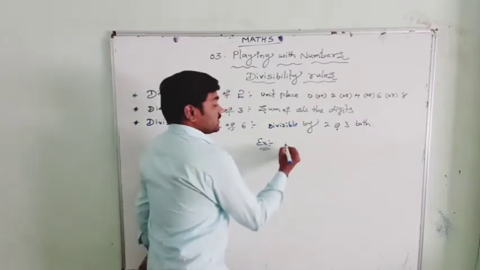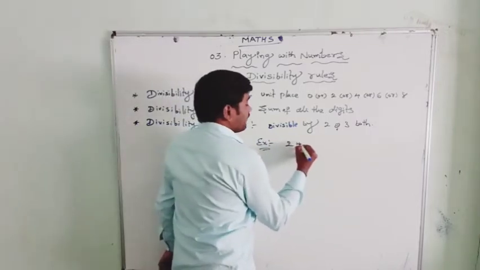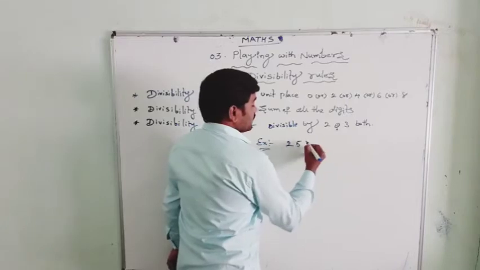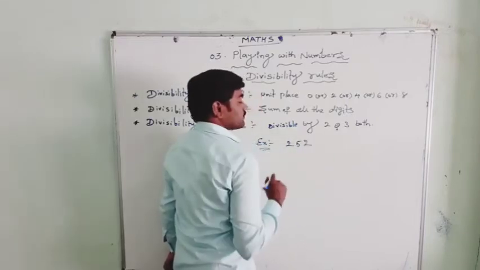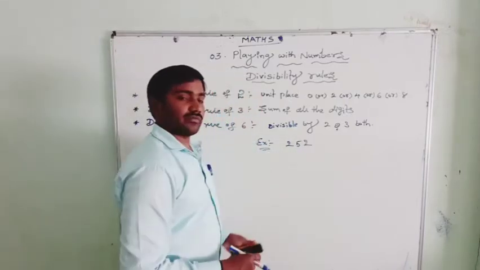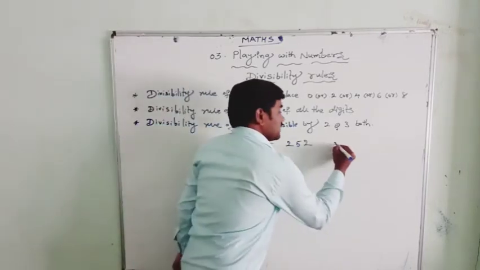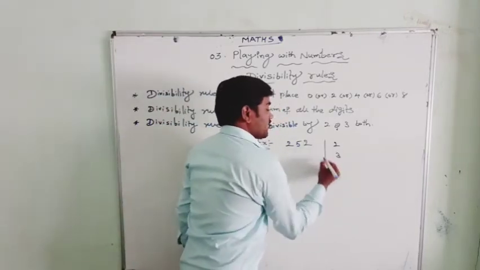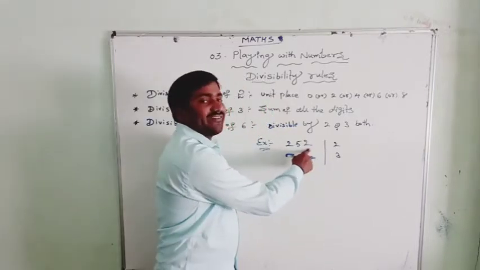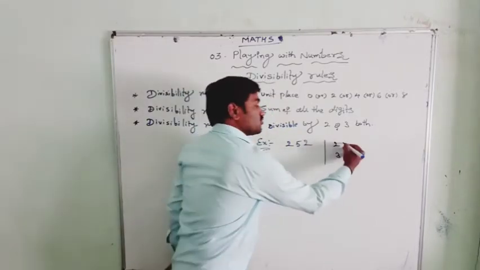See here, 252. Is this number divisible by 2? Let us check. Yes, the last digit is 2, an even number. So it is divisible by 2.